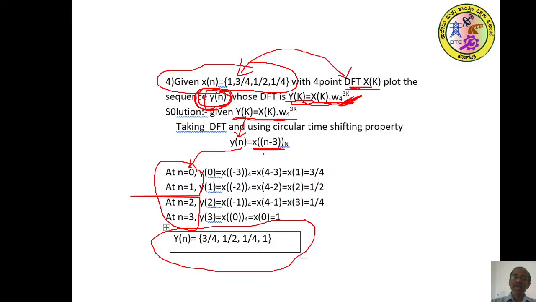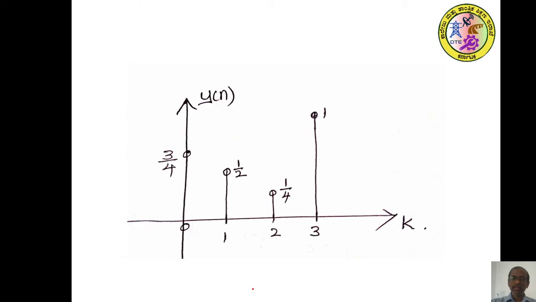Now they have asked us to sketch the graph y of n. So nothing specified, you know that this is your origin. At n is equal to 0, it is 3 by 4. See, I written at n is equal to 0, our amplitude is 3 by 4. At n is equal to 1, amplitude is equal to 1 by 2, and so on as sketched.